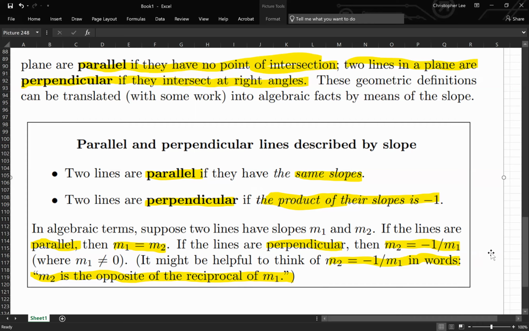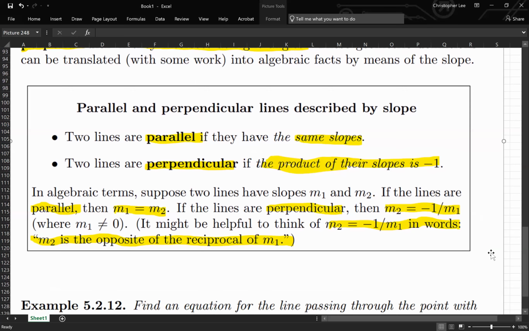I'm sorry, can you dumb down even more, if the two lines are perpendicular, if the product of the slopes is -1, can you just dumb that down a little bit for me? I got you. I'm going to show you in the next example. So here's the dumbed down version. It might be helpful to think that m2 is equal to -1 over m1. In other words, m2 is the opposite of the reciprocal of m1. So for perpendicular, right? It's the opposite of the reciprocal of the original slope.